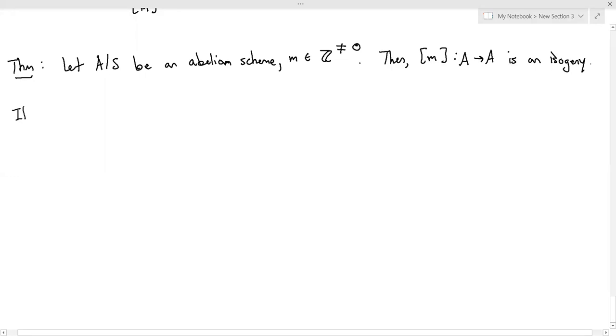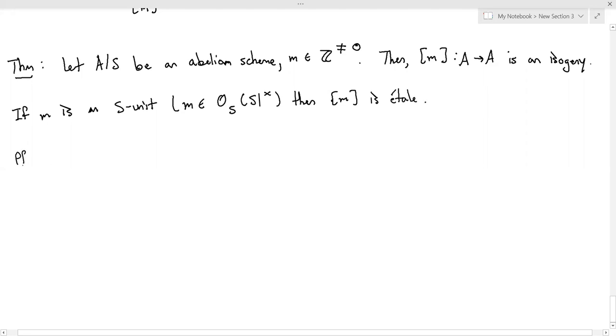And if M is an S-unit, right? What does that mean? That means that M is in O_S(S)^×. Then M is not just an isogeny, it's étale.